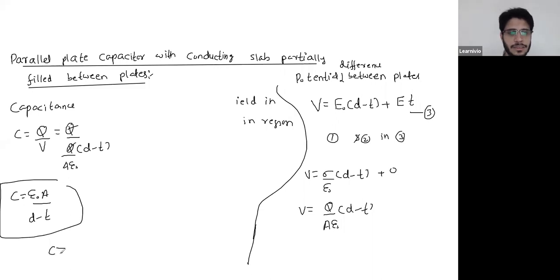This capacitance is again greater than the capacitance of air. So whatever you do, you can substitute a dielectric fully between the plates, or you can place your dielectric partially, or you can put a conducting slab inside your capacitor. In all cases, capacitance will be greater than that of free space. So can I erase it now? You all were correct.